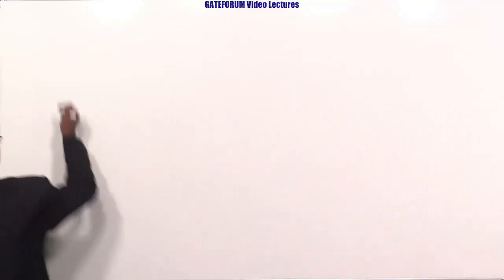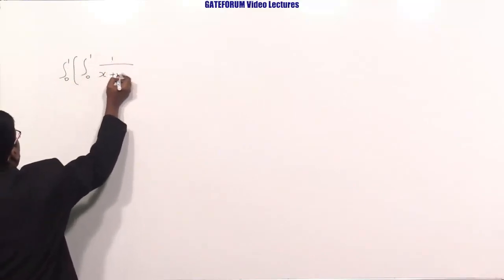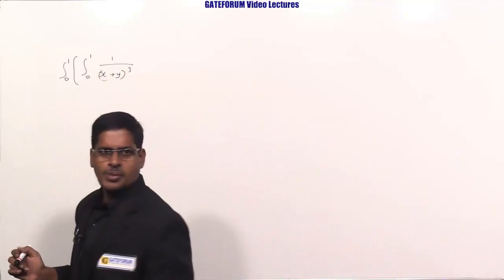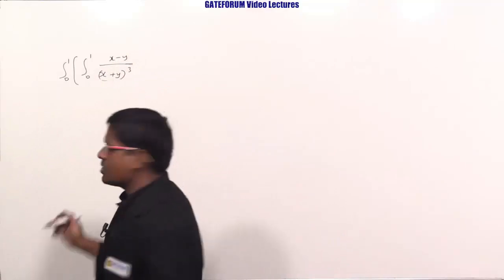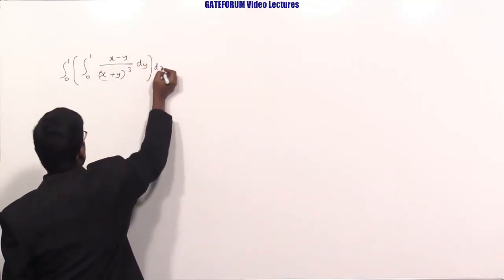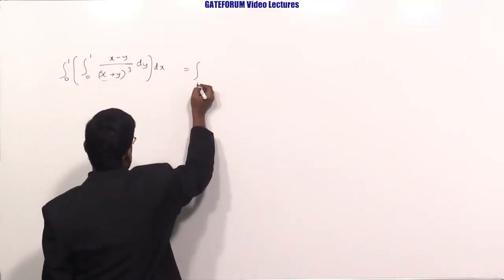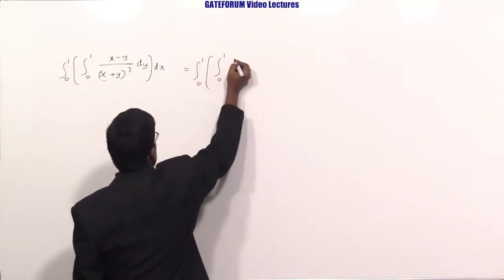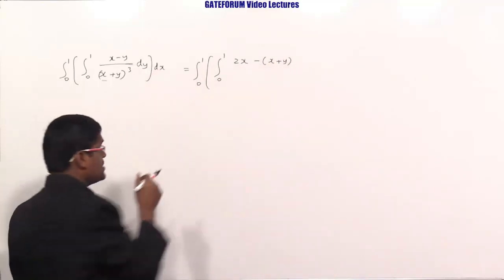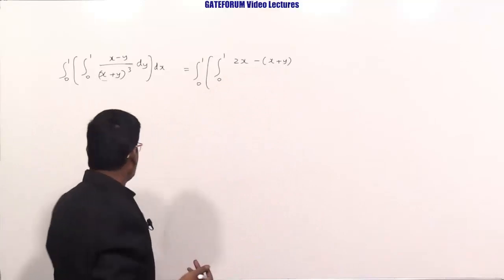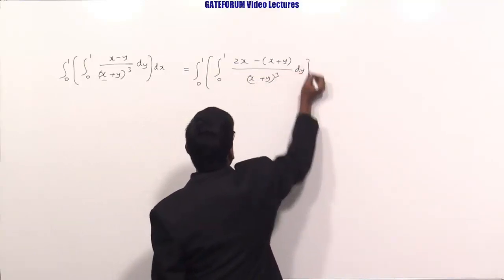So let us see. The first case: integral 0 to 1, inside 0 to 1, 1 by (x plus y) whole cube, numerator is x minus y. The first inside integration is with respect to y, and the last with respect to x. So these are y limits 0 to 1, x limits also 0 to 1. I can write 2x minus (x plus y). X minus y can be arranged like this, 2x minus x minus y, divided by (x plus y) whole cube dy and then dx.